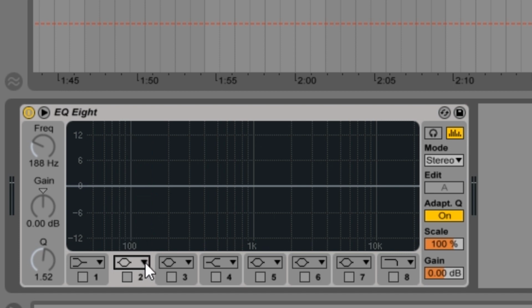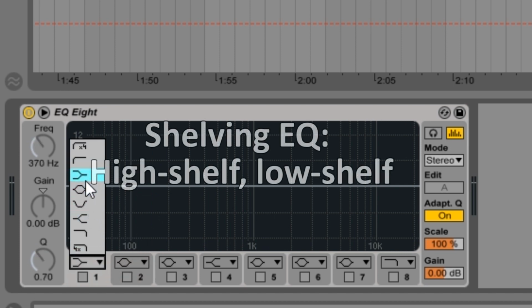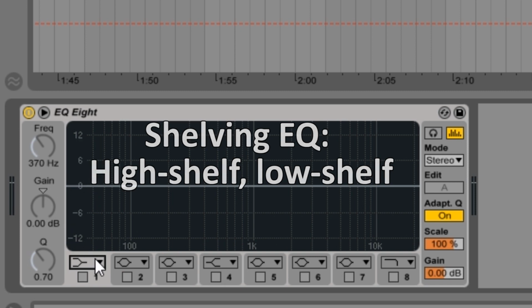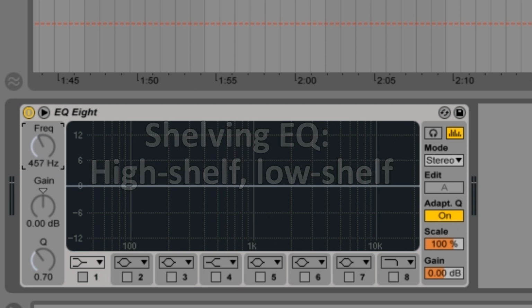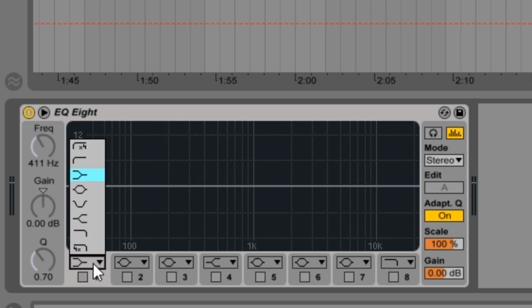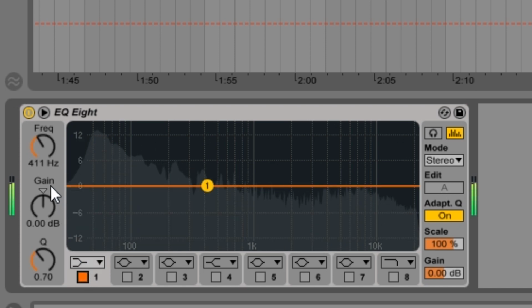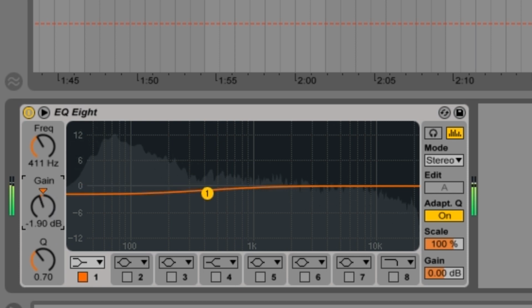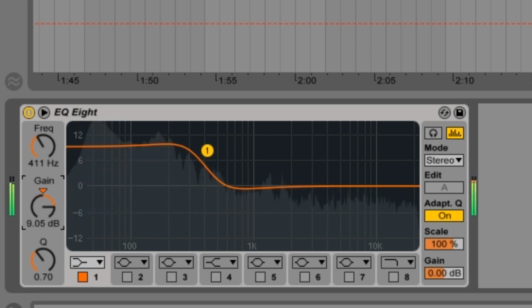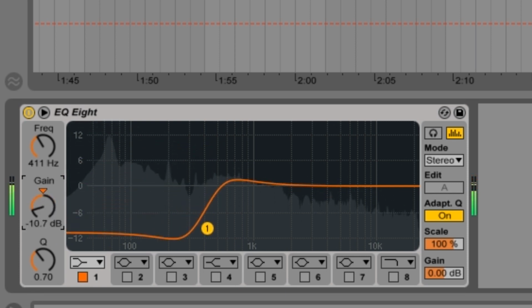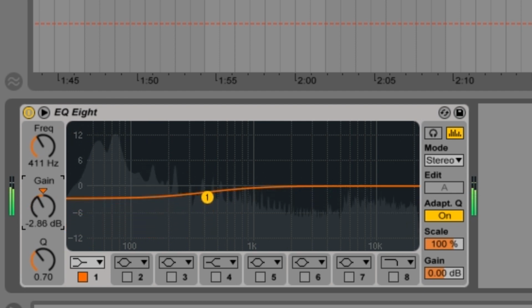The simplest type of EQ is known as shelving EQ. The user picks a frequency for the EQ to start equalizing from, then they either pick a high shelf to affect frequencies from the target frequency upwards, or a low shelf setting to affect the frequencies from the target frequency downwards. Then it's just a matter of moving the gain setting to either amplify or attenuate the volume of the designated frequency band.